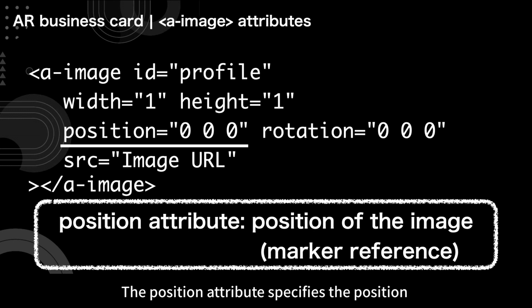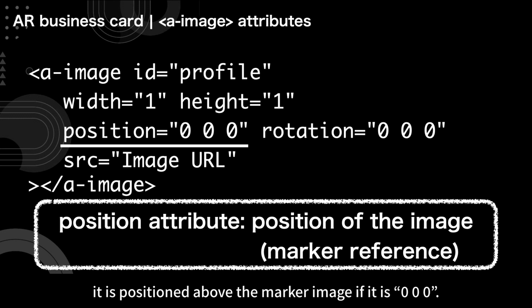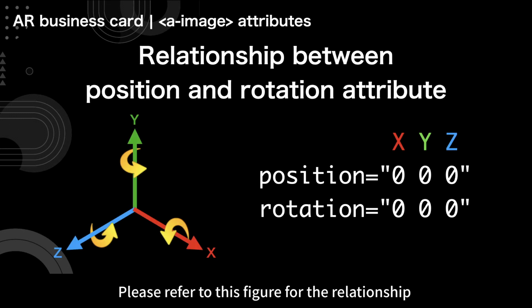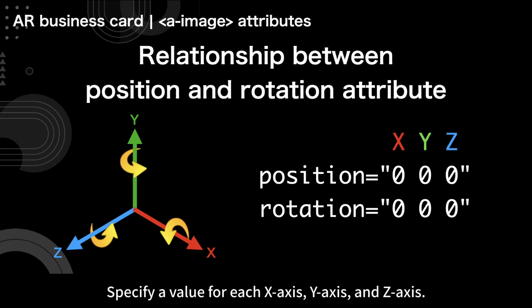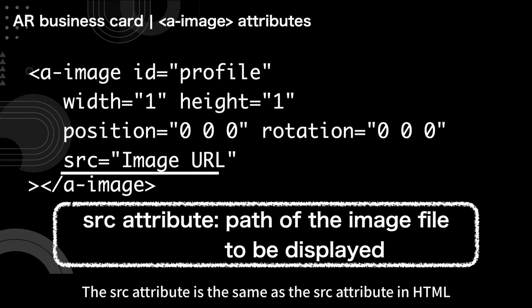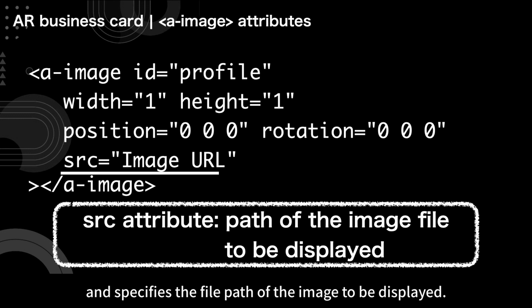The position attribute specifies the position of the image to be displayed in AR. Since it is based on the marker, it is positioned above the marker image if it is 0, 0, 0. The rotation attribute specifies the rotation axis of the image. Please refer to this figure for the relationship between the position and rotation attributes. Specify a value for each x-axis, y-axis, and z-axis. I think it is easier to understand by changing the value and moving it. The src attribute is the same as the src attribute in HTML and specifies the file path of the image to be displayed.